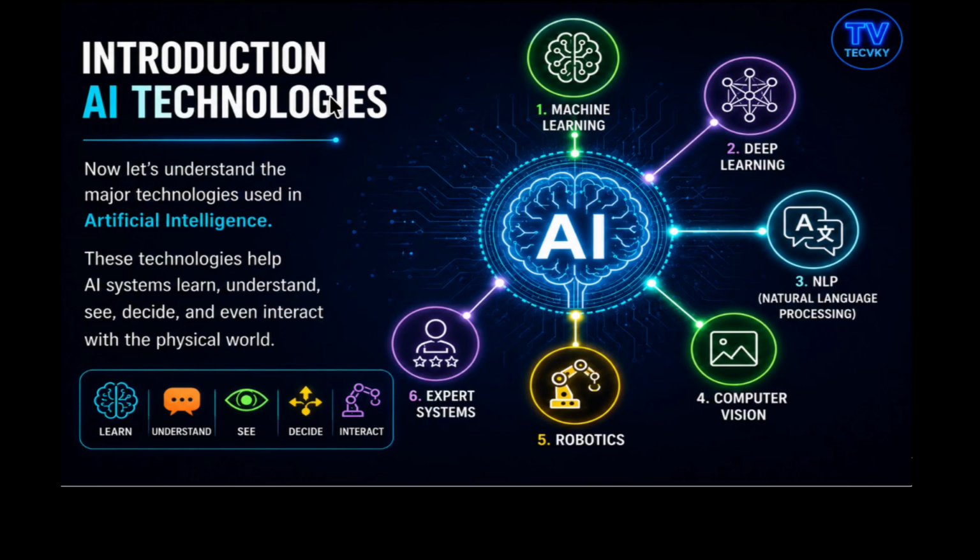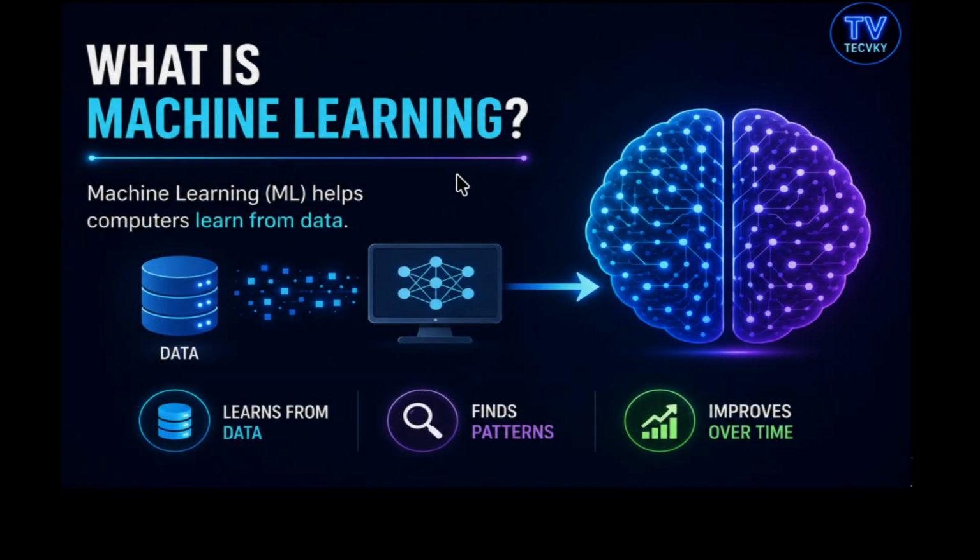When people hear the term AI, they often think about ChatGPT, self-driving cars, or robots. But behind these applications are several important AI technologies working together. We will cover machine learning, deep learning, natural language processing, computer vision, robotics, and expert systems. By the end of this video, you will understand what each technology does and where it's used in the real world. Okay, let's start with machine learning, often called ML.